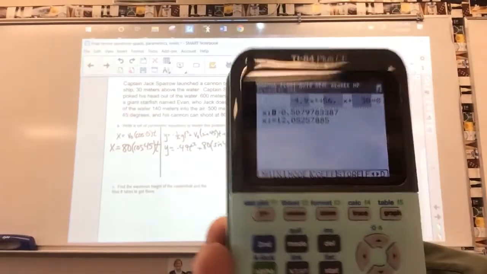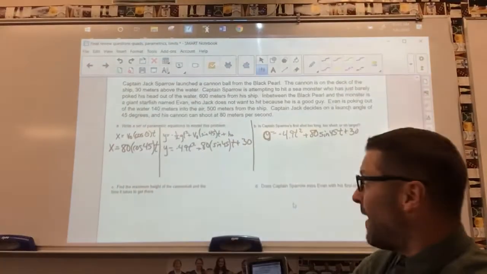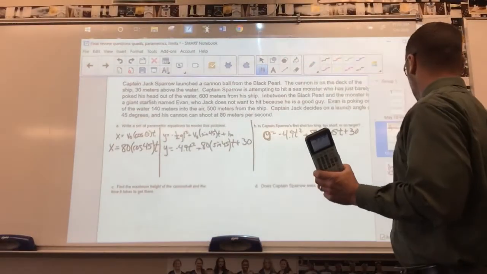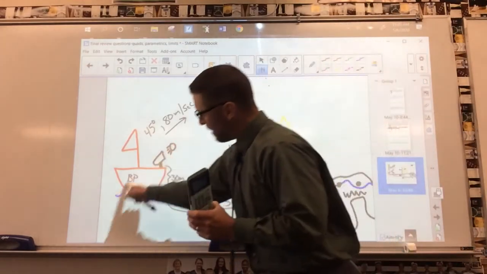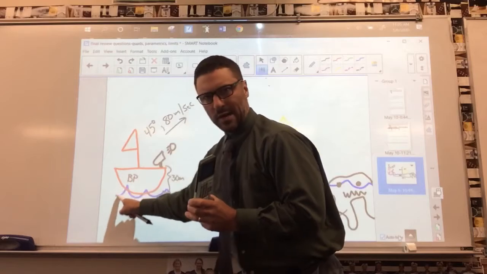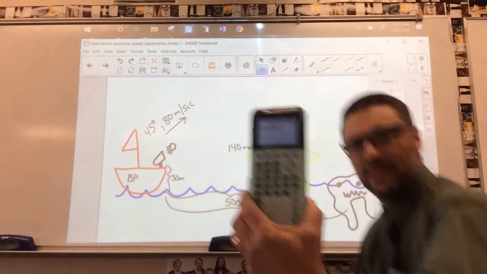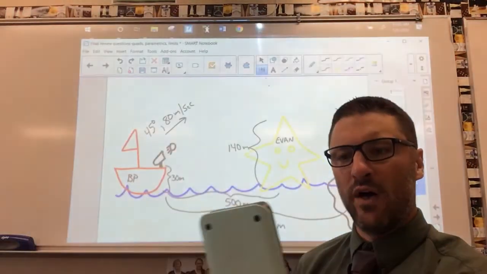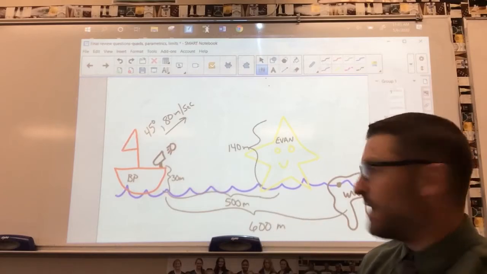And these are the two numbers that it gives me. The negative one means if I went backwards in time, if I was able to do that, if the ball now goes like this, it would be 0 right there. But what this ball does is it comes over and lands. That happens after that many seconds. So 12.05, and I'm going to be pretty accurate, 12.053 seconds.